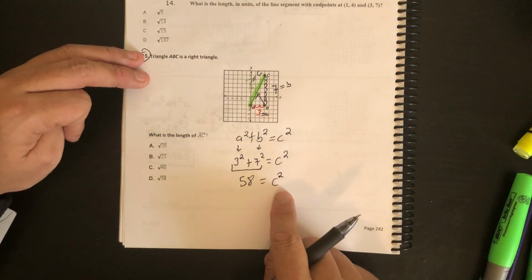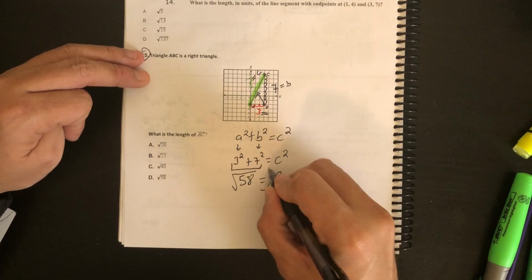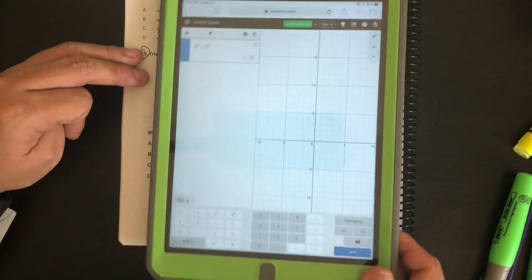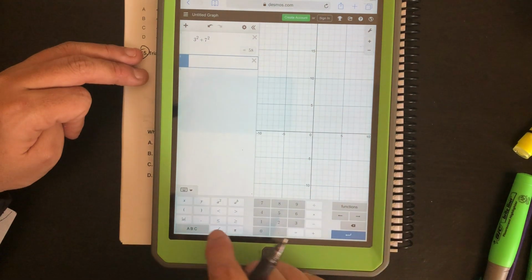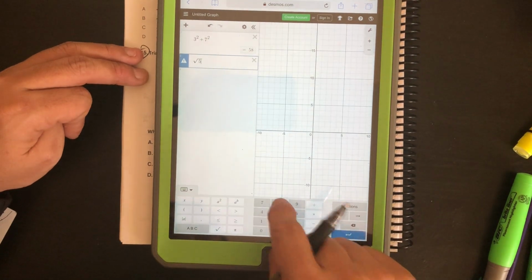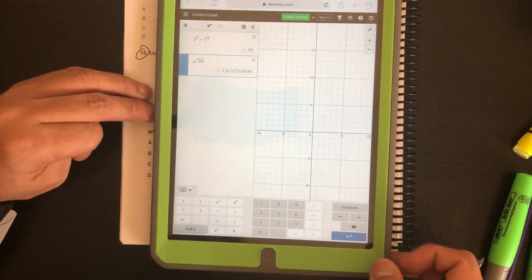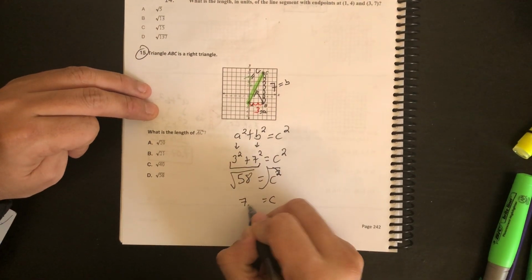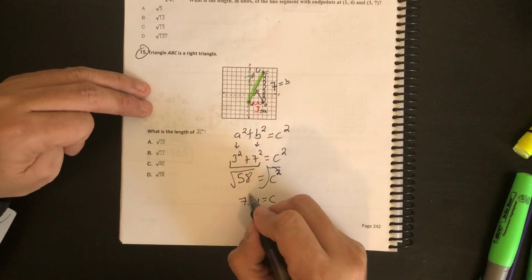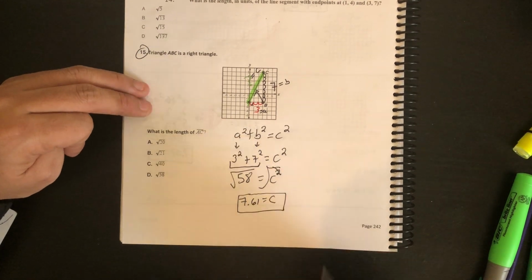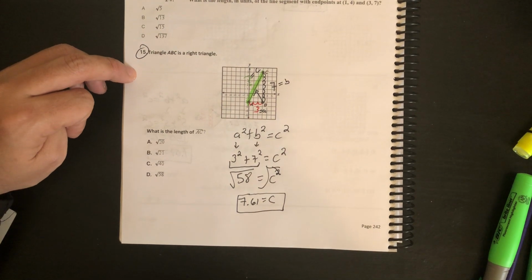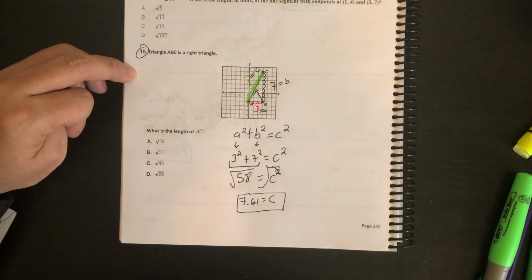And the opposite of a square is a square root. So the square root of 58 is 7.61. Okay. Now let's look at our answer choices. If you notice, our answer choices are in square root form or radical form.